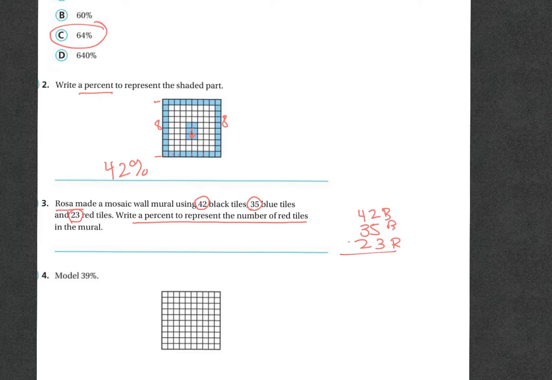So we've got 3 plus 5 is 8, plus 2 is 10. 2 plus 3 is 5, 6, 7, 8, 9, 10. So we have 100 tiles all together. And if 23 of them are red, then 23 out of 100 is red. And we know that 23 over 100 is 23%, right? Because our percents are always out of 100.